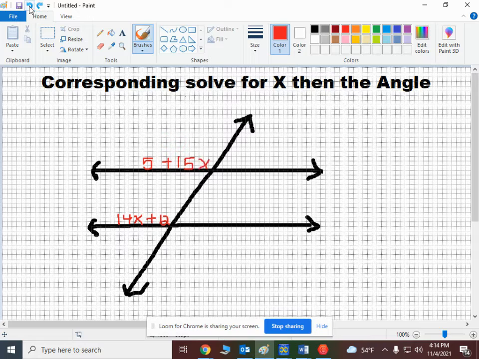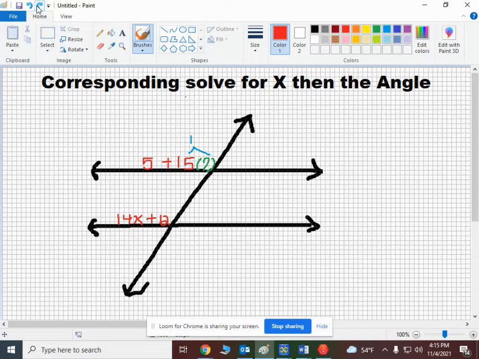So instead of saying 15x, I'll say 15 times 7. And we have to multiply first. Following the order of operations, we have to multiply first. So I'm going to skip the 5 plus, and we'll go directly to the 15 times 7.